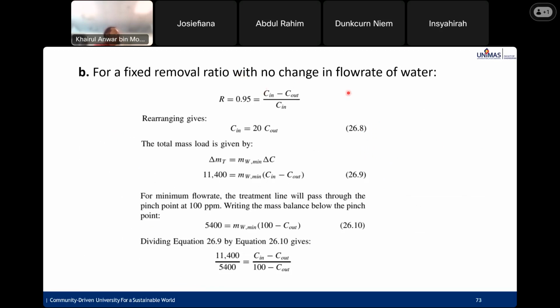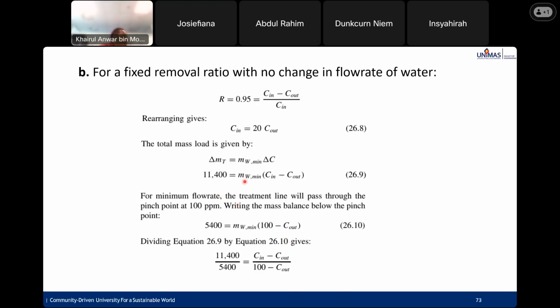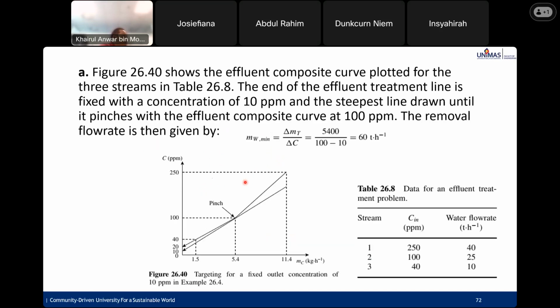How about for a fixed removal ratio with no change in flow rate? So the removal ratio stated in the question is 0.95. Rearranging, C in equals 20 C out. The total mass load is given by the mass flow rate times the C in, 11,400, C maximum equal to, because the delta MT is from 0 to here. Delta MC is this one, a bit more.